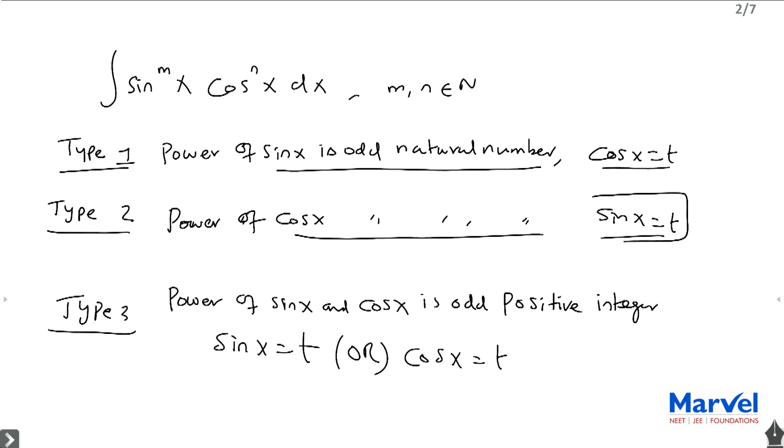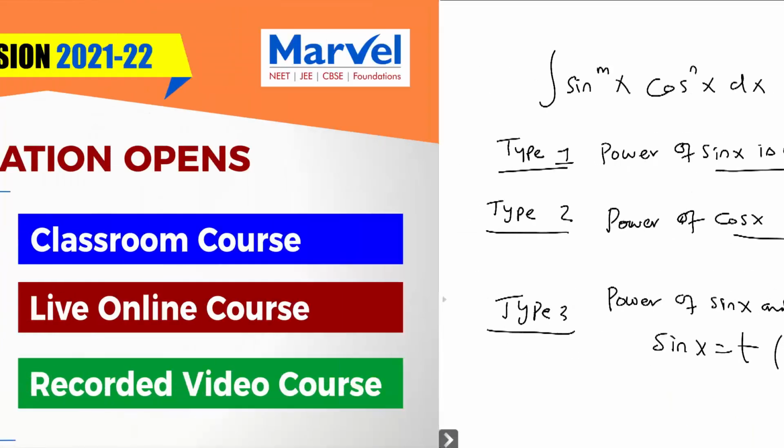This assumption is very important. Suppose both powers, the powers of sin x and cos x, are odd positive integers. Then sin x equal to t or cos x equal to t; you can use either sin x or cos x as t. So this is a fundamental concept for odd power of sin x and even power of cos x, even power of sin x and odd power of cos x, and both the powers of sin and cos odd. If you know these three techniques, you can solve all three types of problems.